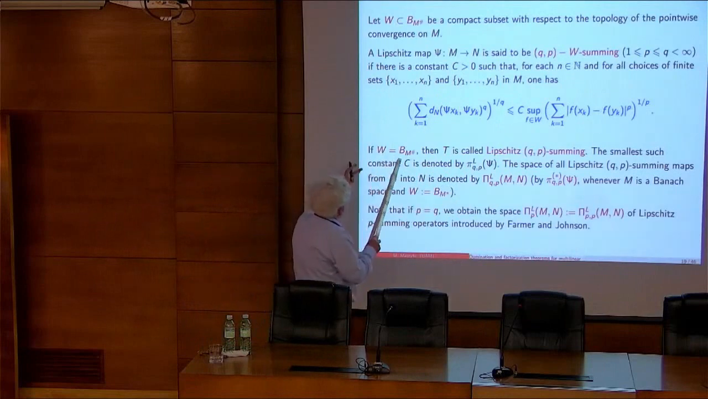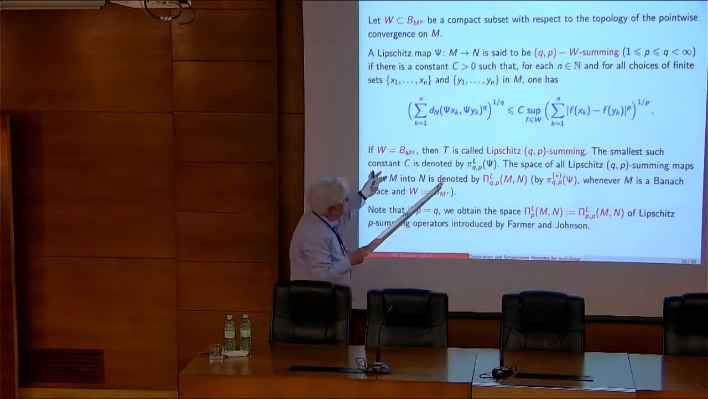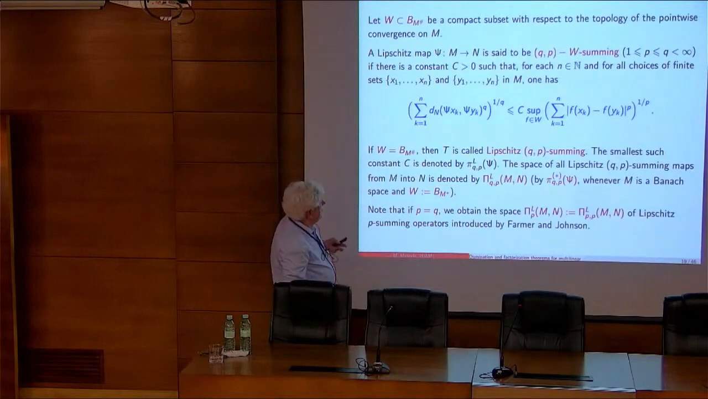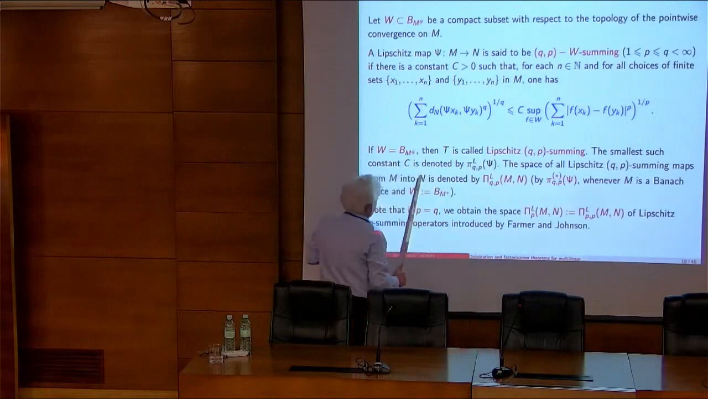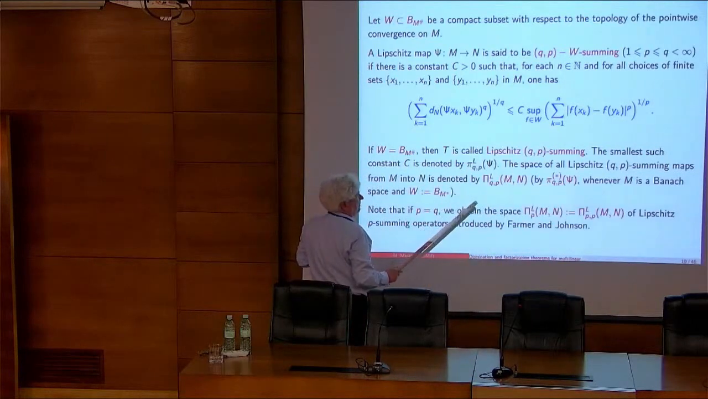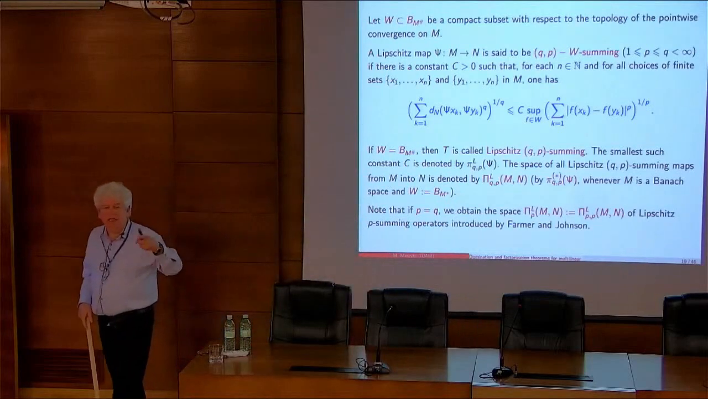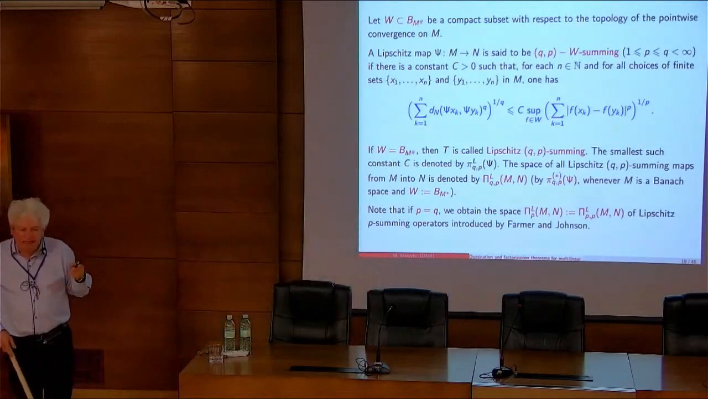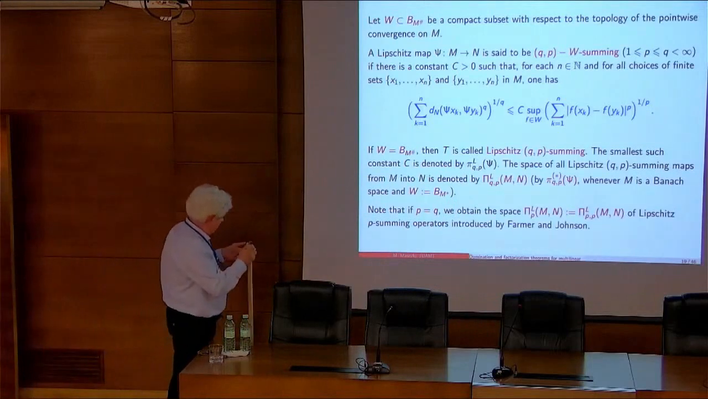Whenever V is the unit ball, then this is called QP summing. And whenever P equals Q, this is the definition introduced by Farmer and Johnson. The best constant is just called the QP summing norm. They proved that in the linear case, the Lipschitz definition and the linear definition give the same norms for linear operators between Banach spaces.